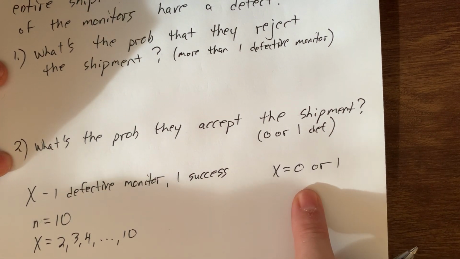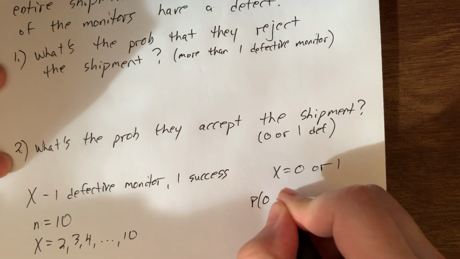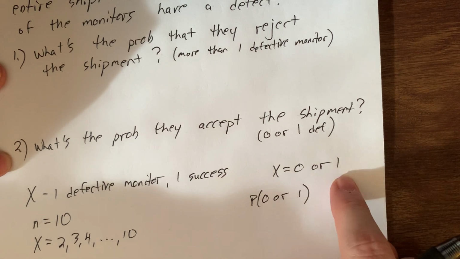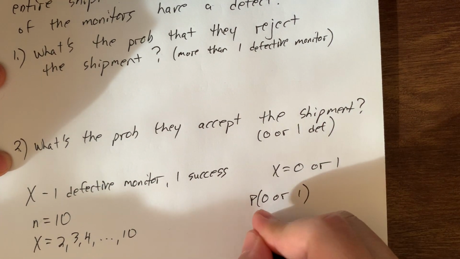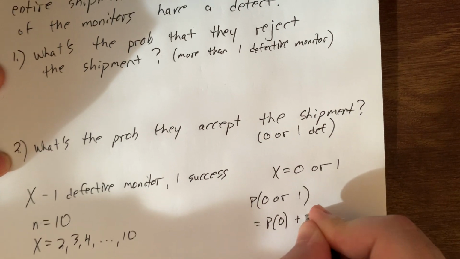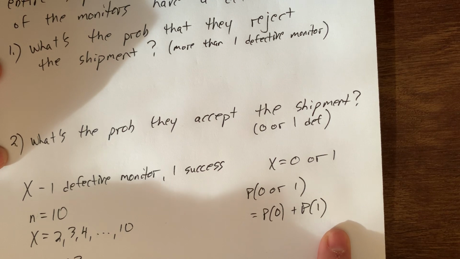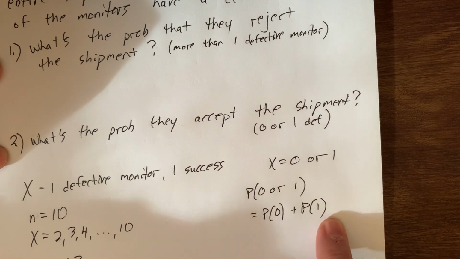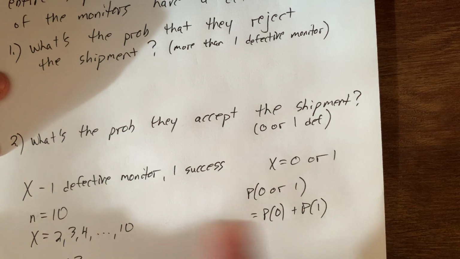Focusing on problem number 2, how am I supposed to know the probability that X is 0 or 1? These are separate outcomes, and there's no overlap. So this goes back to one of our earlier probability ideas: if these events don't overlap, I can just find the probability of each one separately and add them together. That's what I'm going to do. That will be the work that solves problem number 2.